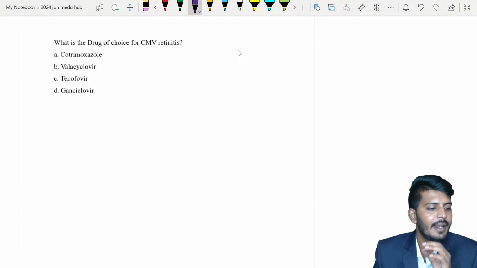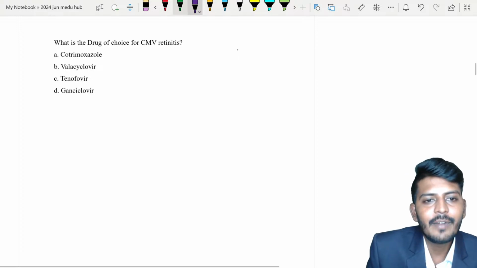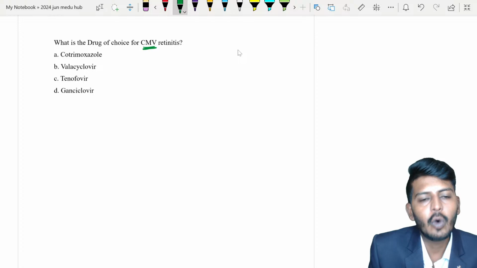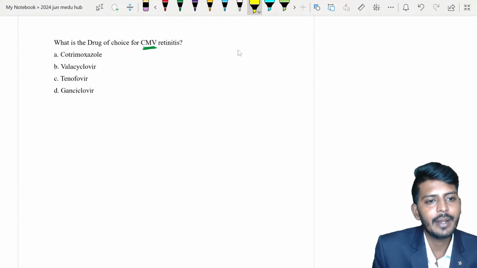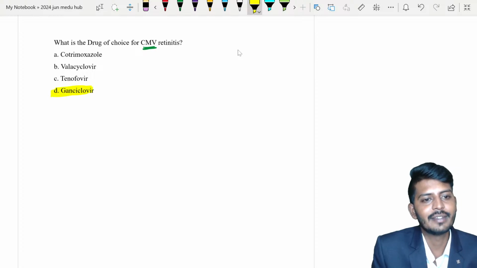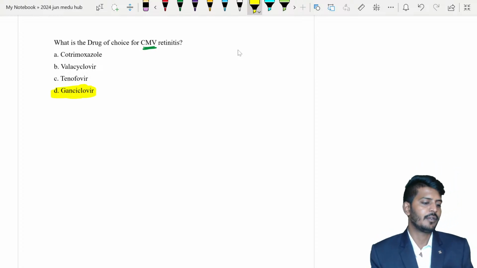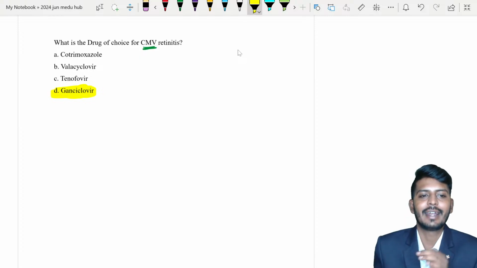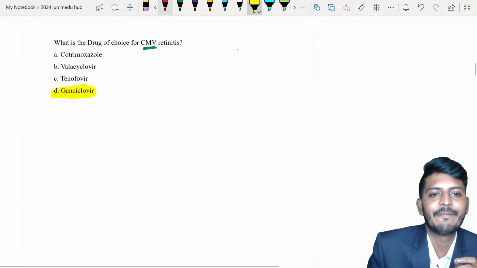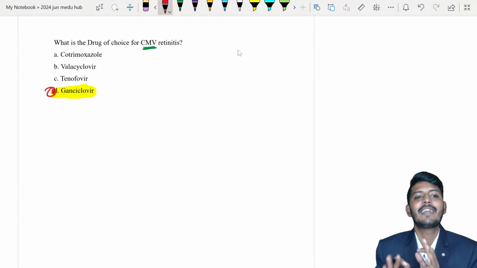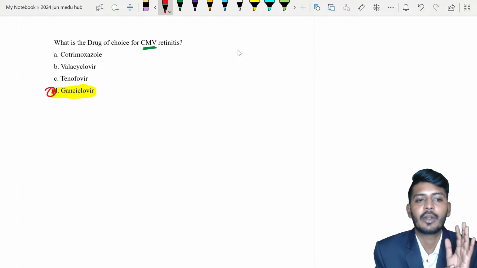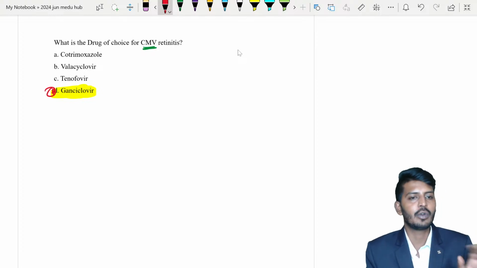So remember, Veer and Pratyusha are absolutely correct. For CMV retinitis, for the cytomegalovirus causing retinitis, the best answer is ganciclovir. Ganciclovir is the drug of choice. Galti mat karna. It is a fact bhaiya, you need to remember it. CMV retinitis drug of choice is not cotrimoxazole, it is ganciclovir. Please do not get confused.